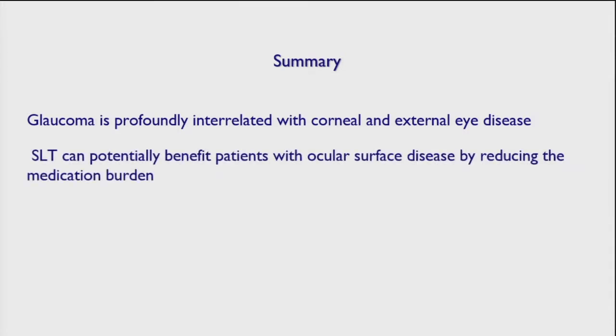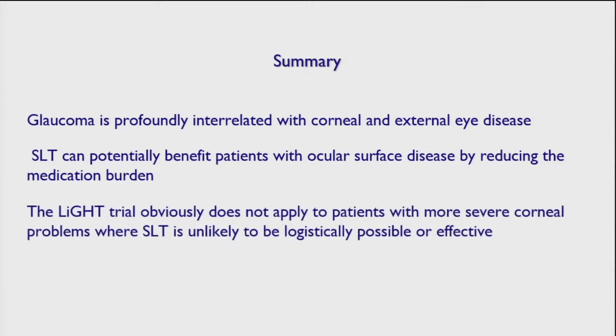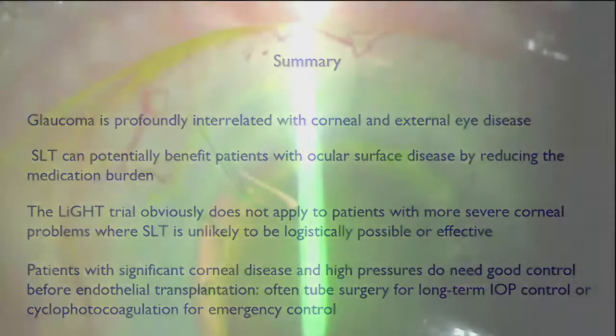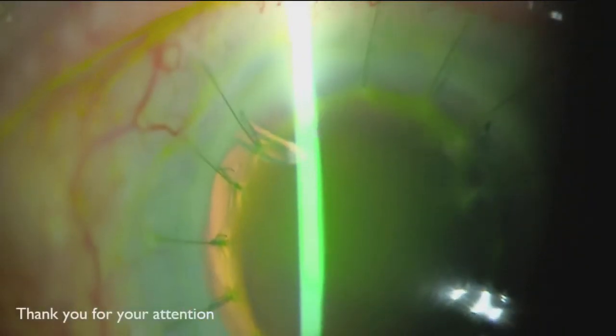Glaucoma is profoundly interrelated with corneal and external eye disease. SLT can potentially benefit patients with ocular surface disease if you can actually see the angle and see through the cornea. The LiGHT trial obviously doesn't apply to patients with more severe disease, where SLT is unlikely to be logistically possible or effective. And patients with significant corneal disease and high pressures do need good pressure control before endothelial keratoplasty or PKP, and we still tend to do tube surgery, even though we all know that the tube can damage the endothelium, simply because the tube's more robust in terms of long-term pressure control. So thank you for your attention.